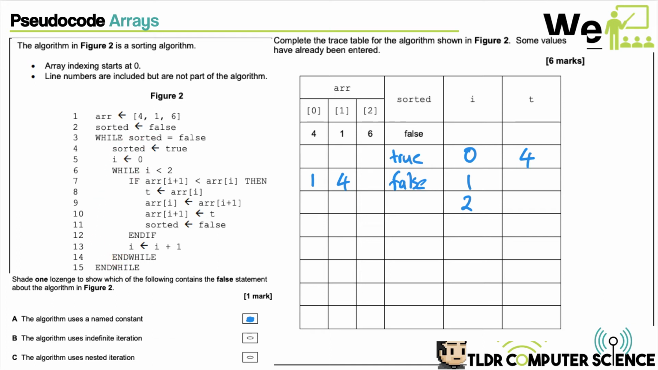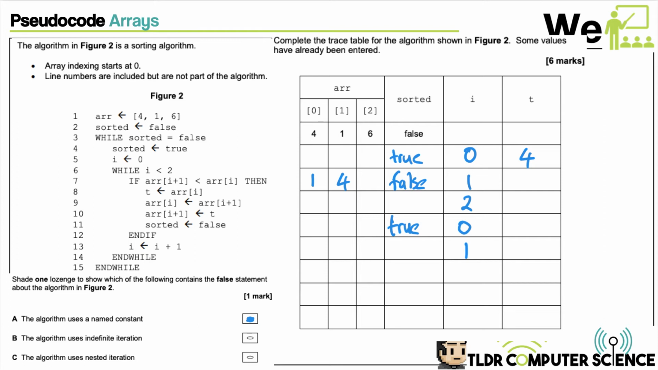Is sorted equal false? Sorted is still false, and so now it says sorted becomes true. So that becomes true. I becomes 0. While I is less than 2. Is 0 less than 2? Most definitely it is. Is array at I plus 1, so is 4 less than 1? No. So I becomes I plus 1. So that becomes 1.